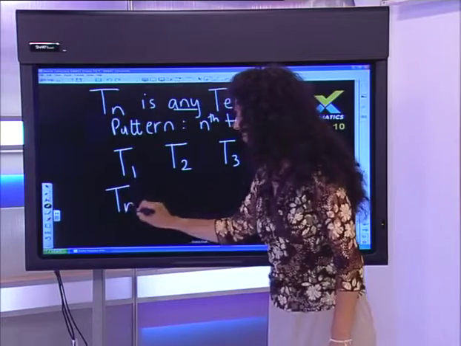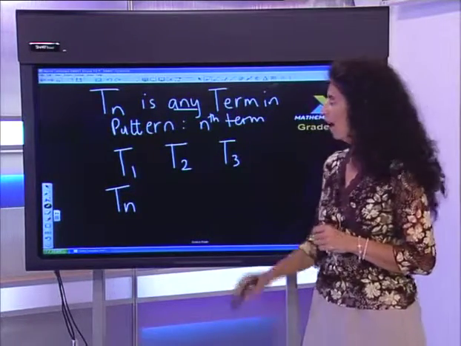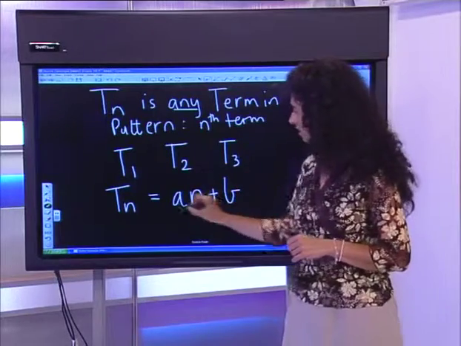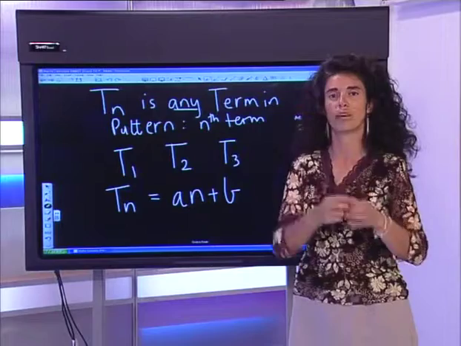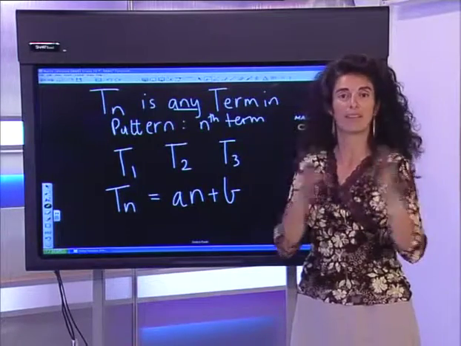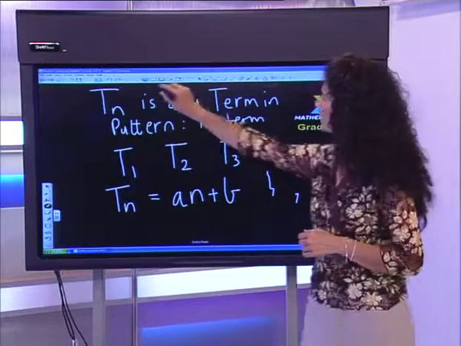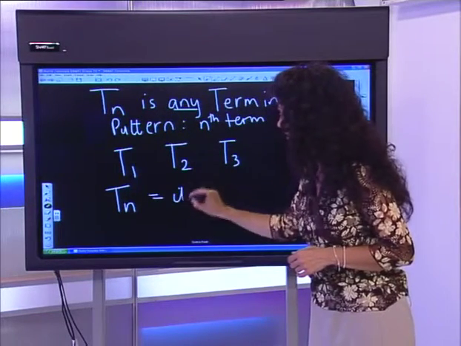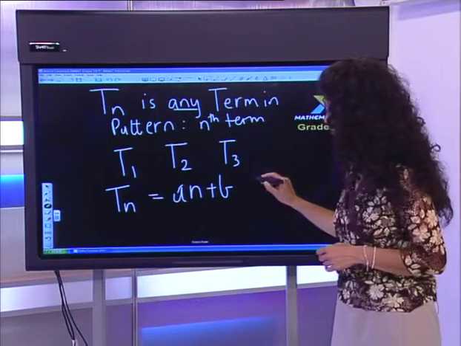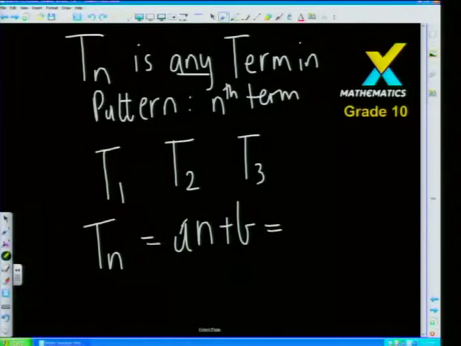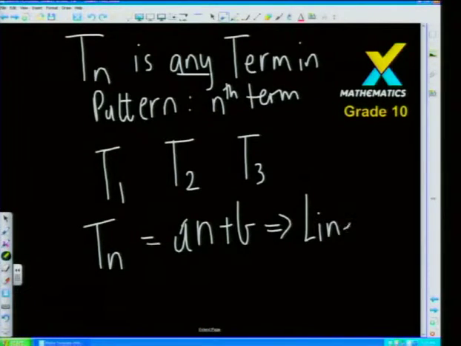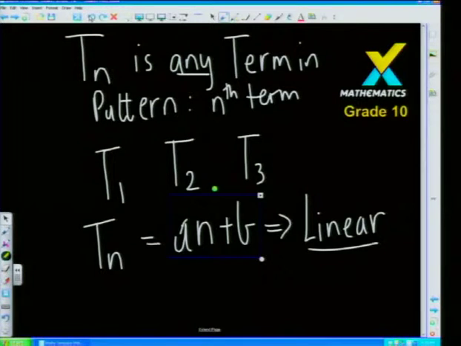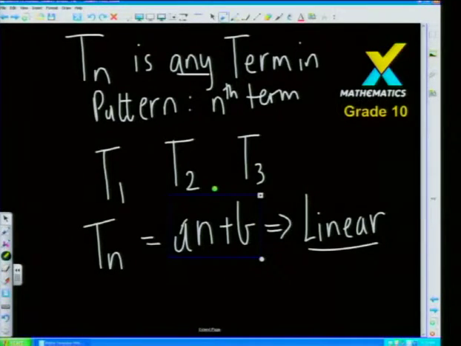So Tn is the name of the terms or the labels that we give the term. And the an plus b refers to the expression, an algebraic expression that you're going to be able to derive for every single pattern that is linear. Tn equals an plus b. So that would be a linear pattern. What do I mean by linear? It means that a is going to represent a coefficient, and b is going to be a constant, and n is to the power of 1.